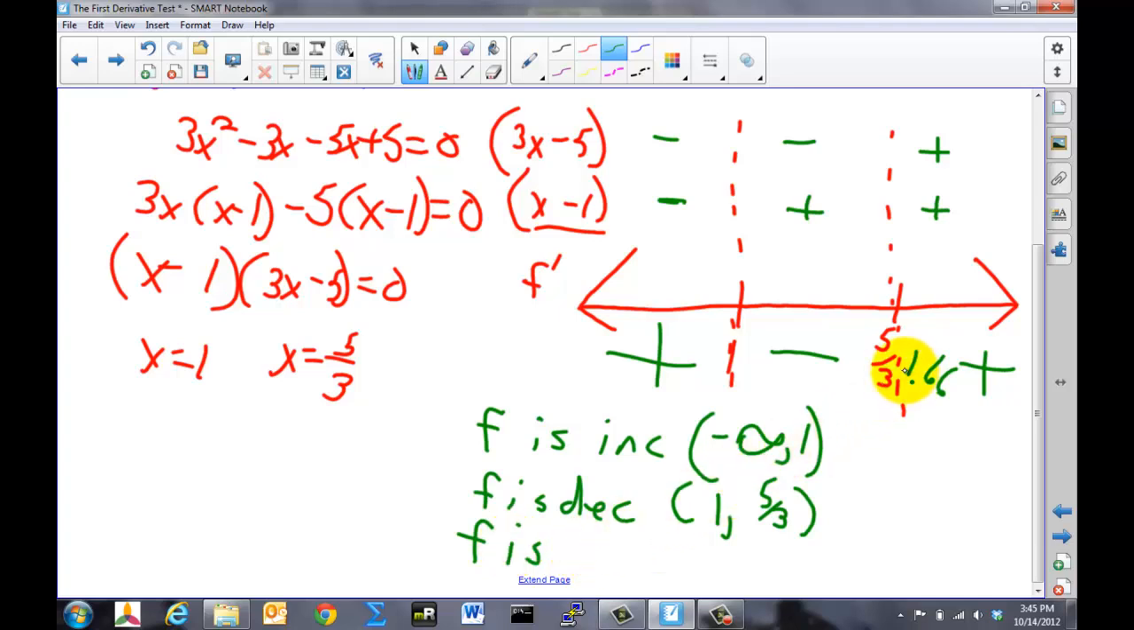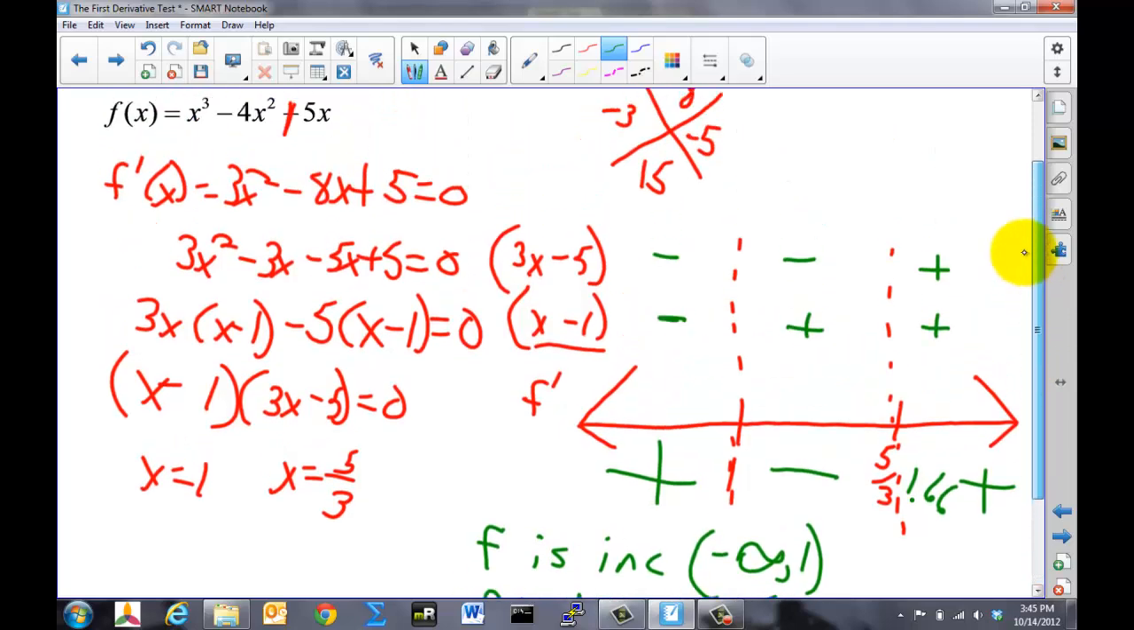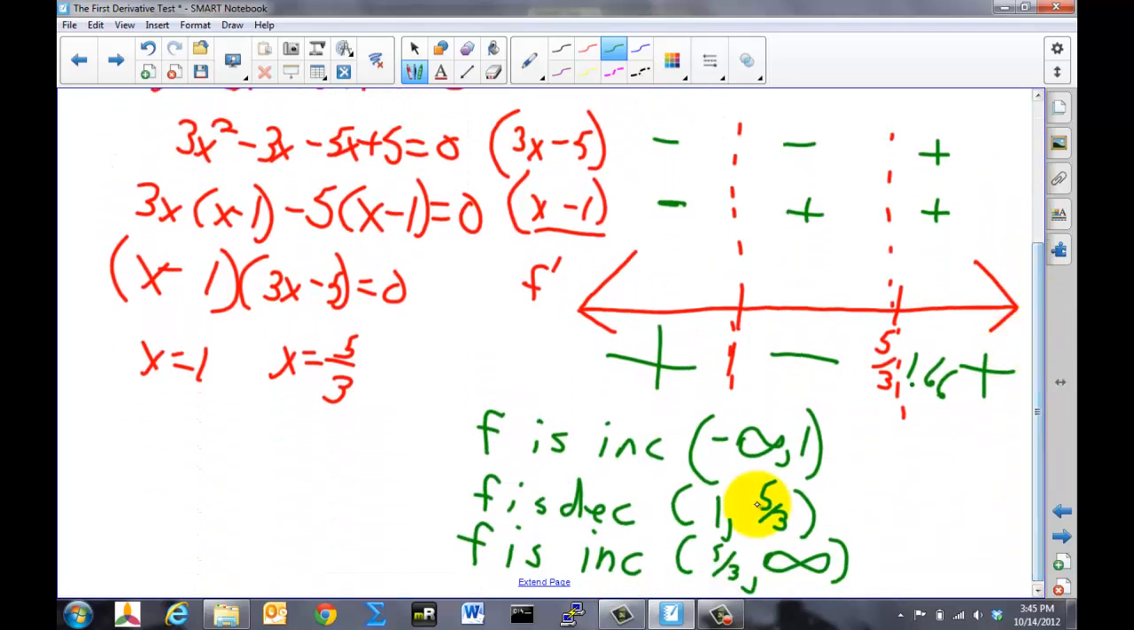And what's happening out here greater than 5/3? It's a positive. The derivative is positive. That tells us once again that the function is increasing. So the function's increasing from 5/3 to infinity. So we've determined what regions this function is increasing on and which regions it's decreasing on simply by creating a sign line and determining the sign, the positiveness or negativeness of the derivative in those particular areas.